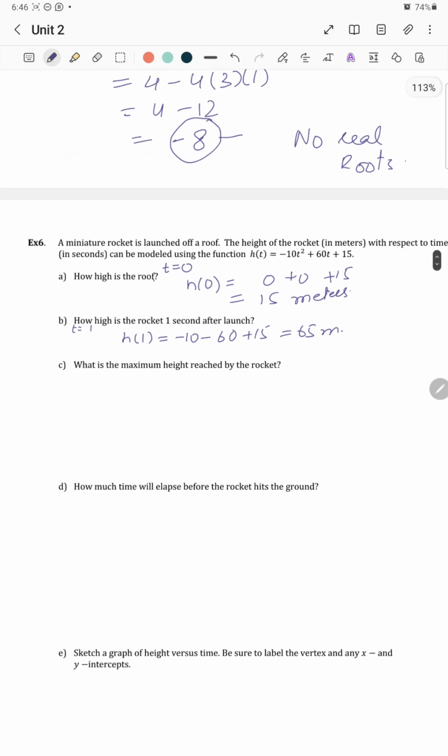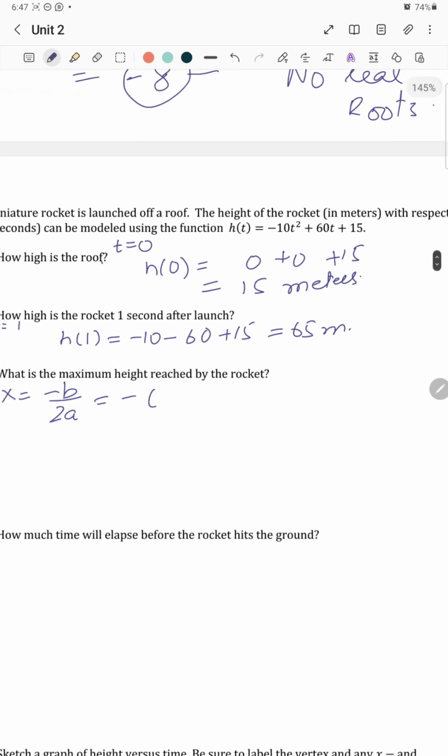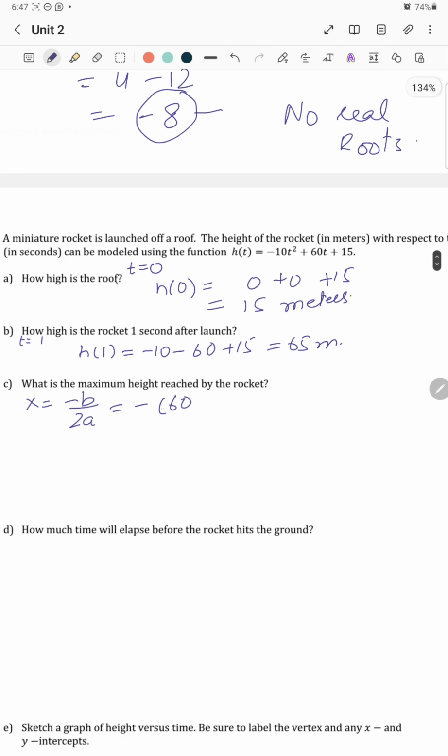What is the maximum height reached by the rocket? So find the maximum height. First of all, we need to find the vertex so that we can know what is the maximum height. For finding the vertex, we will find x equal to -b over 2a, which is equal to minus 60 over 2 times minus 10, which is equal to 3.